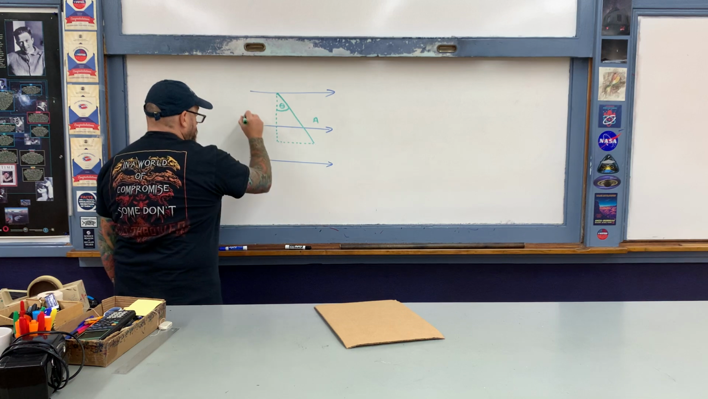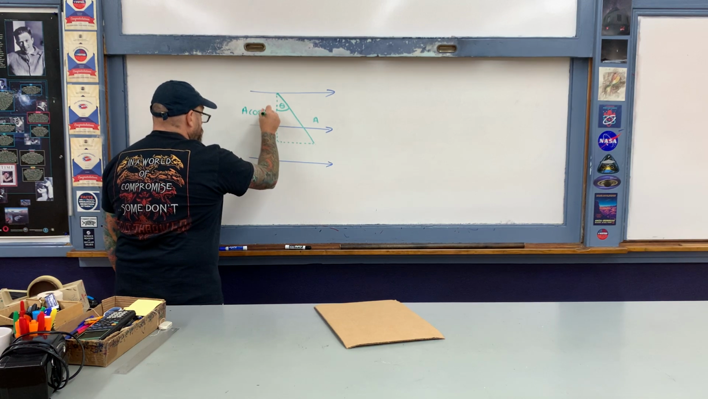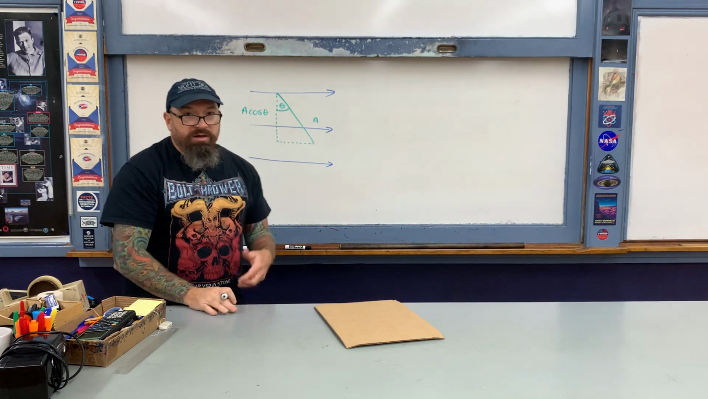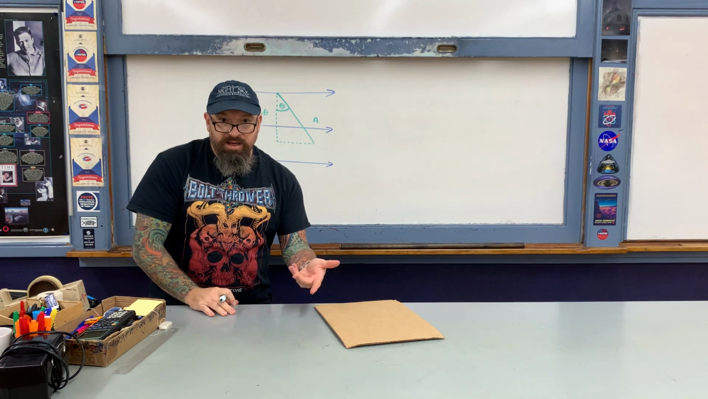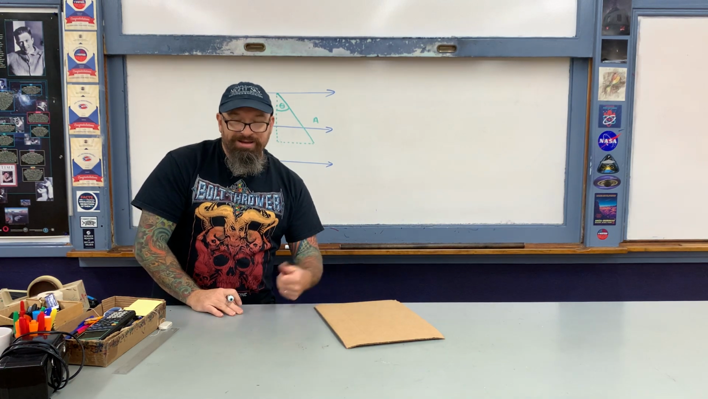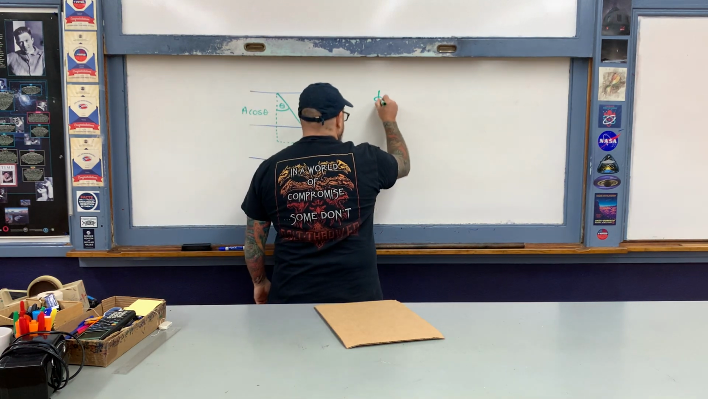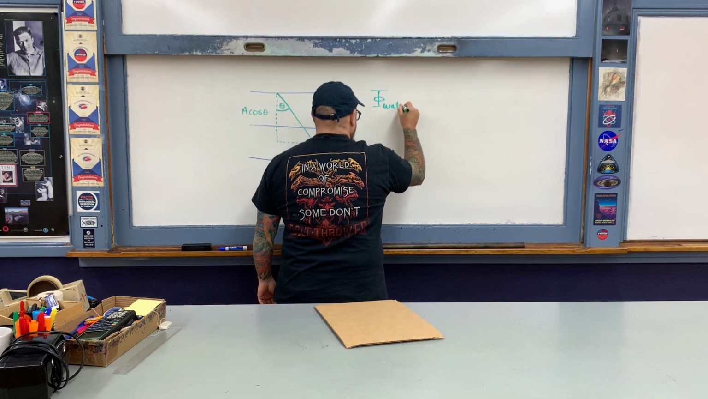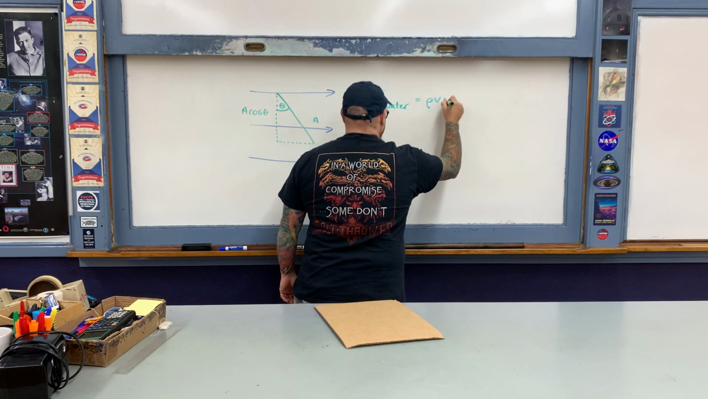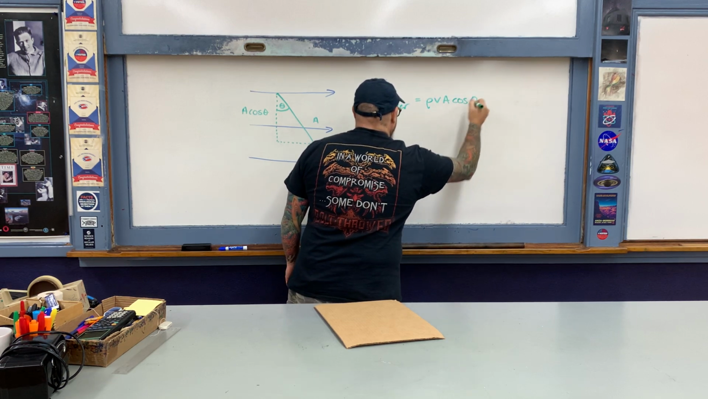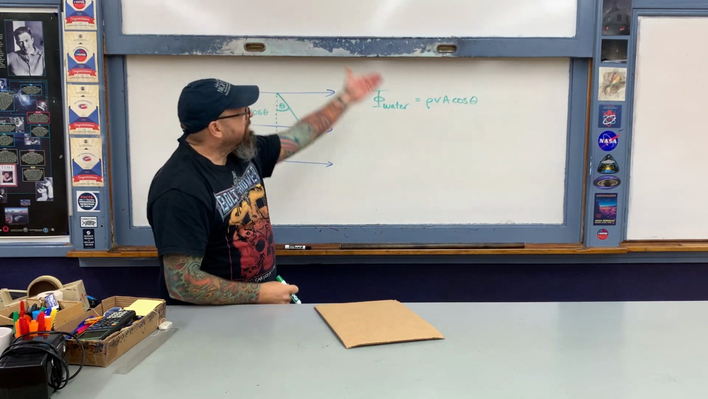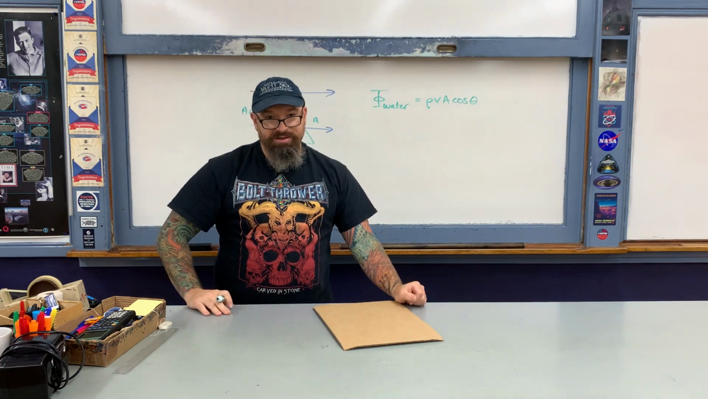Notice that this right here is A cosine theta. So the water flux in this case is not rho V A, instead it's rho V A cosine theta. And notice that this quantity here is a lesser value than it is on the top board.